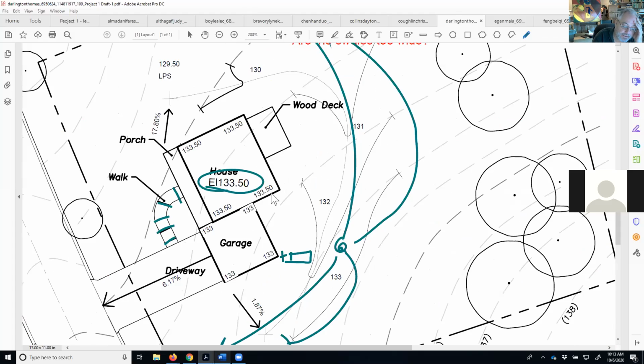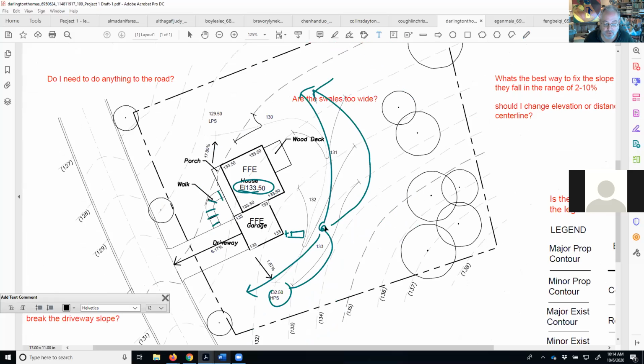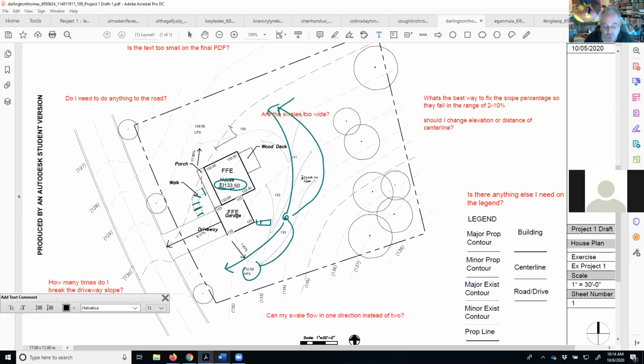The elevation for the house should be listed as an FFE. So that would be a finished floor elevation instead of an EL. The garage, of course, will also need a FFE, and the porch could either have an FFE or it could have spot elevations. I think the main thing is that we need to look at redesigning that swale so it goes 2 directions.